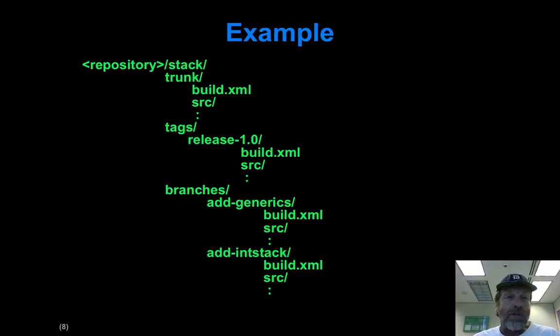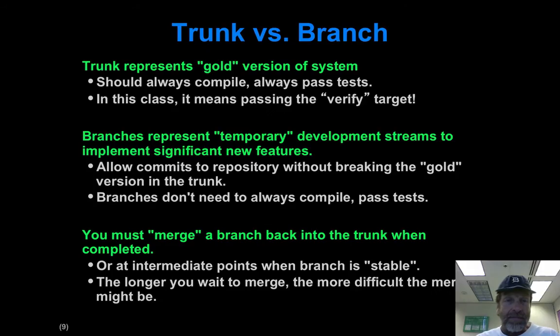So here's an example. We have this stack system with a trunk, tags, and branches directory with various subdirectories representing what's going on. Okay, so as I said before, the trunk is generally like the gold version. In our case, it should always compile, it should always pass its tests, it should always pass the verify target. Okay, that's the way you do development most efficiently in this class.